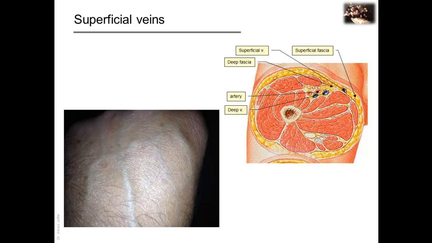On the other hand, peasants used to work all day in the farm, so their skin is dark, rough, and veins cannot be seen through it.